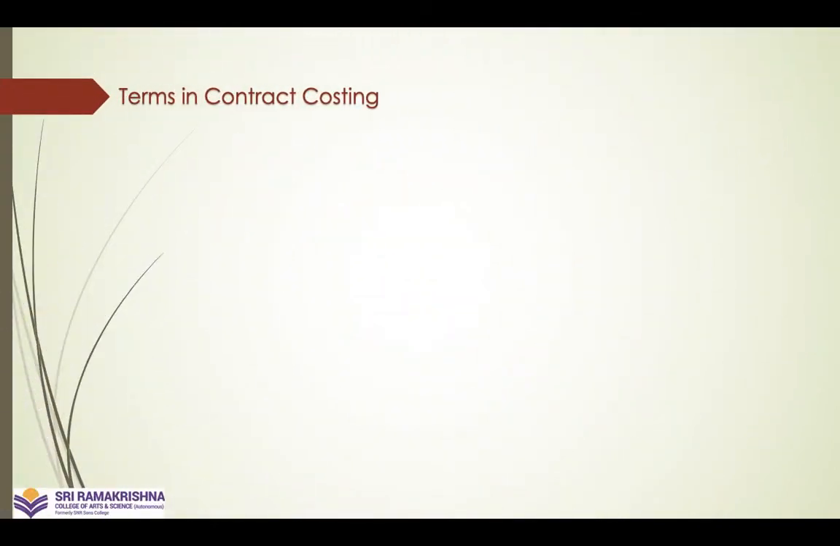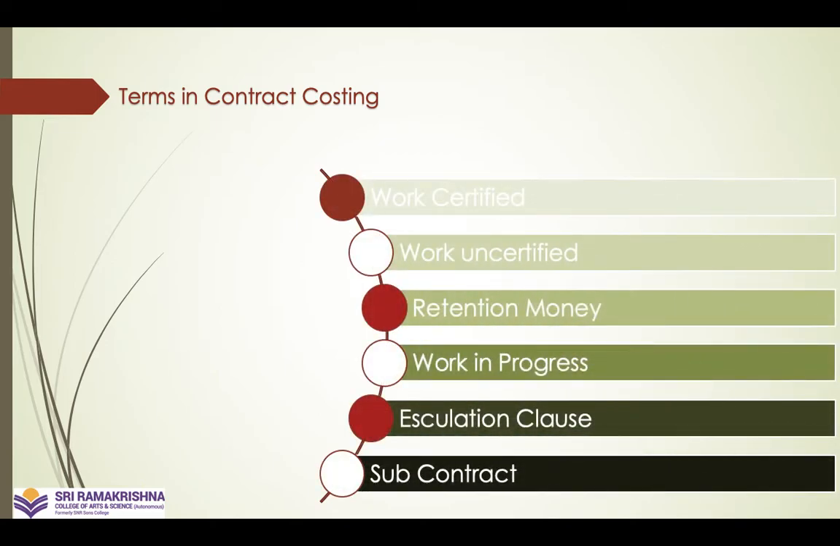Certain important terms are used in contract costing. The first one is work certified. As I told you, the contractee usually engages an expert to verify how much percentage of work is completed, and the expert, on verifying this contract, will certify the percentage of work completed. That is what we call work certified. The percentage of work which is not completed, we call work uncertified.